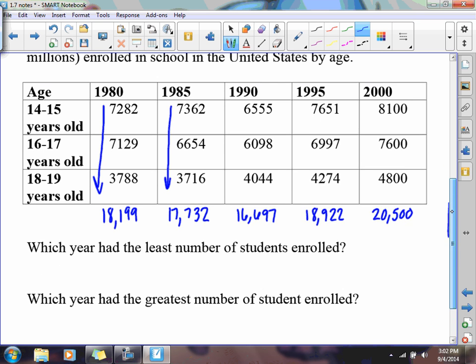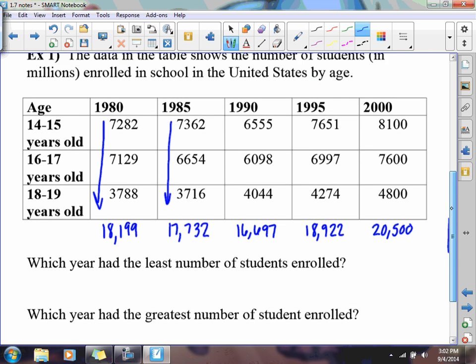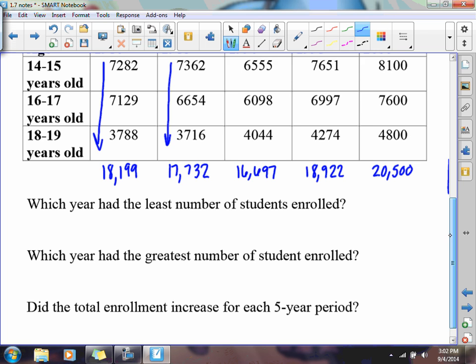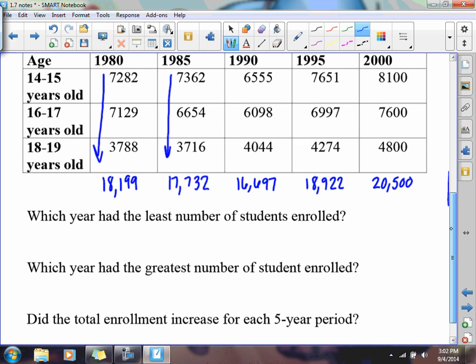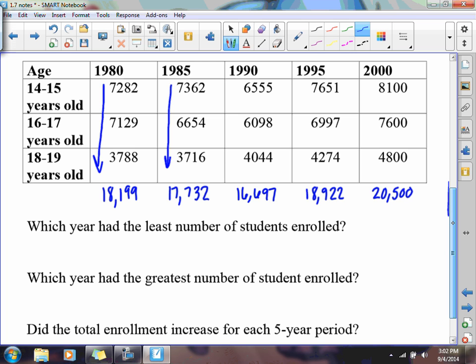But we don't have to be too nitpicky. The original problem told us it was in millions, but again, we're just trying to figure out for now which one had the least and which one had the greatest. Okay, so which year had the least number of students? Well, now that we have these totals, we just have to look at the totals and figure out which one is the smallest. And that would be right here, 16,697. So in year 1990, the enrollment was the smallest.